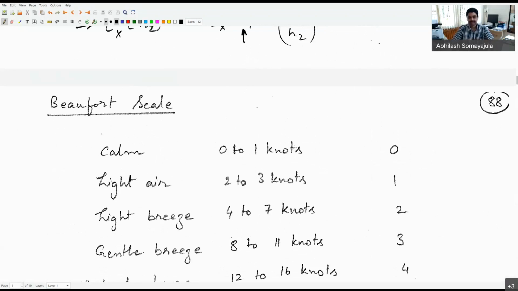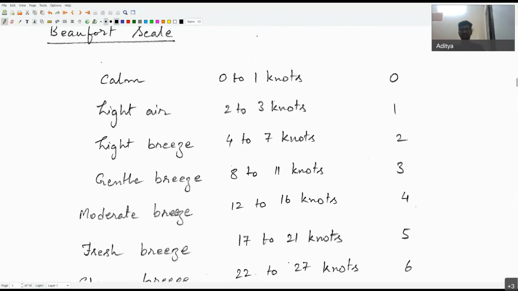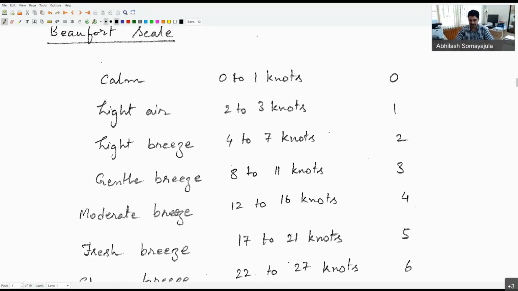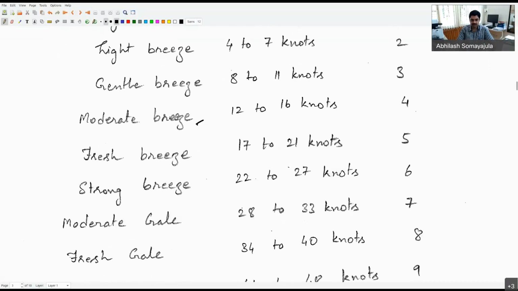Okay, so typically wind speeds are characterized in terms of the Beaufort scale. We generally have a range of scales specified in knots. When we have 0 to 1 knots, we call that a calm wind. 2 to 3 knots is a light air. 4 to 7 is light breeze. 8 to 11 is a gentle breeze. 12 to 16 is a moderate breeze. And 17 to 21 is a fresh breeze.